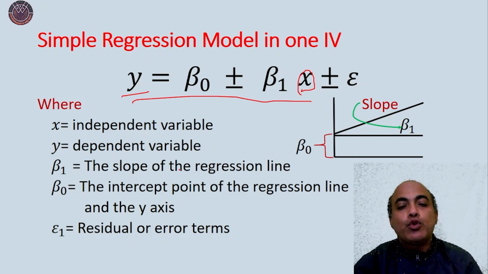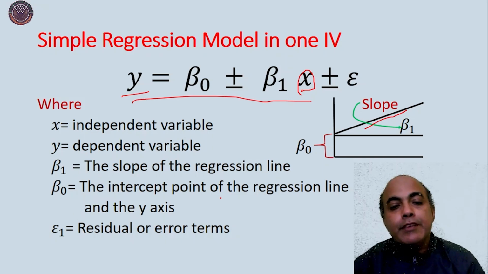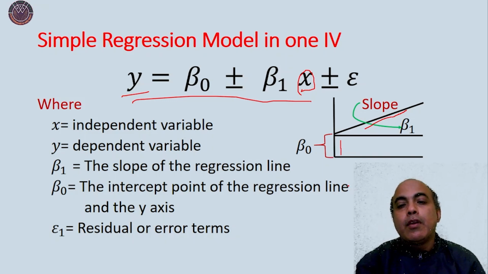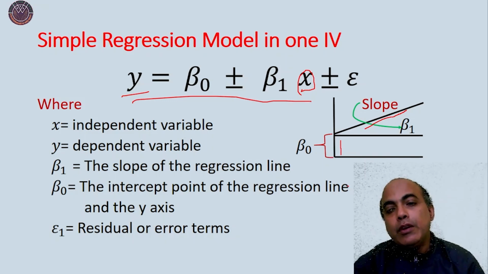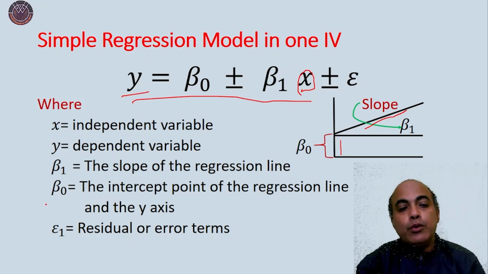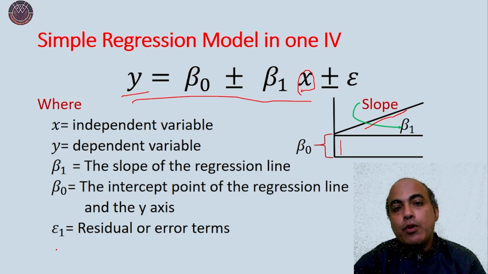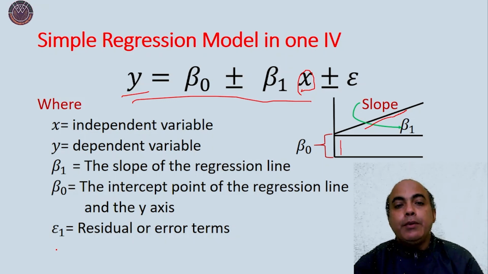Beta 1 is the slope of the regression line, and beta 0 is the intercept point of the regression line and the y-axis. So when x is 0, what is the value of y? That is represented by beta 0. And epsilon is the residual or error term. So this is the simple regression model using one independent variable.